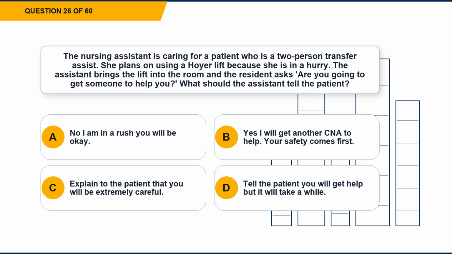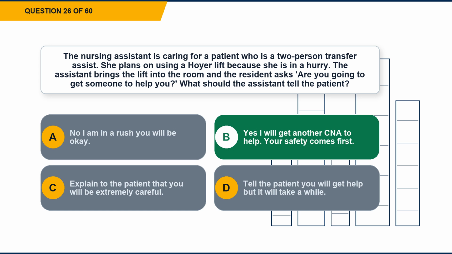Question 26. The nursing assistant is caring for a patient who is a two-person transfer assist. She plans on using a Hoyer lift because she is in a hurry. The assistant brings the lift into the room and the resident asks, "Are you going to get someone to help you?" What should the assistant tell the patient? Option A, "No, I am in a rush, you will be okay." Option B, "Yes, I will get another CNA to help. Your safety comes first." Option C, "Explain to the patient that you will be extremely careful." Option D, "Tell the patient you will get help but it will take a while."